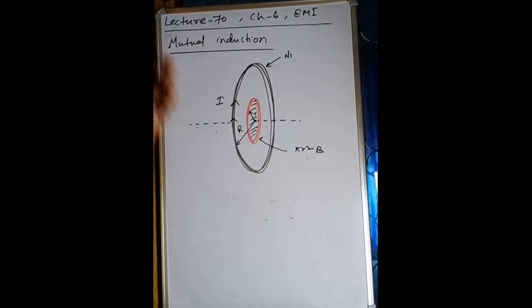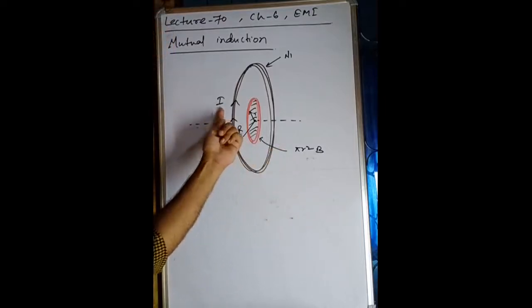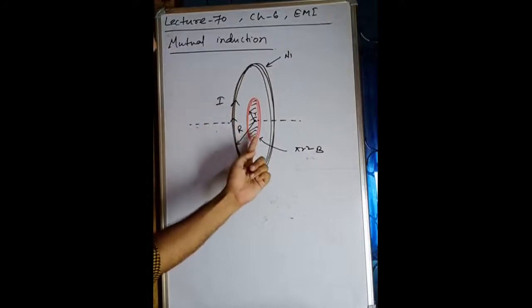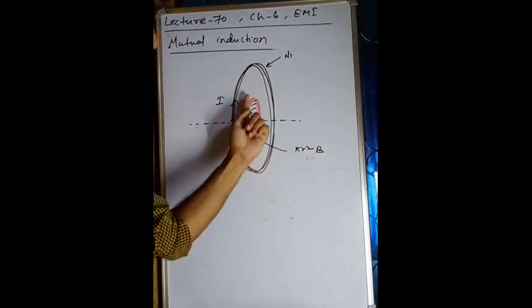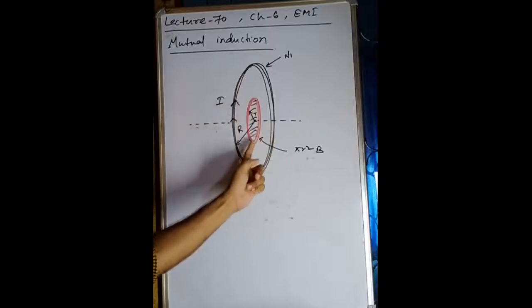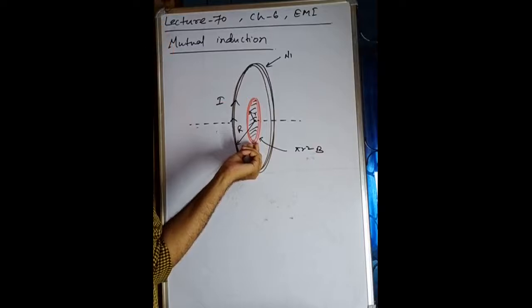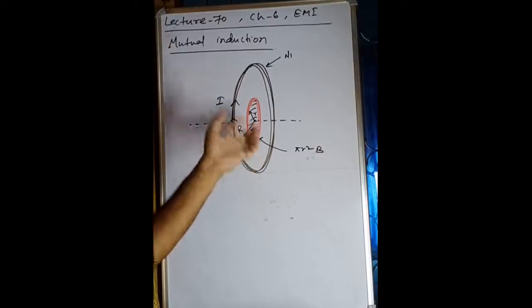This is the one case where we are changing the current I. Here the magnetic flux is linked with this coil, and if this current changes, the magnetic flux will change, and the EMF induced in this coil will give you the calculation of mutual inductance. Okay, this is the one case.